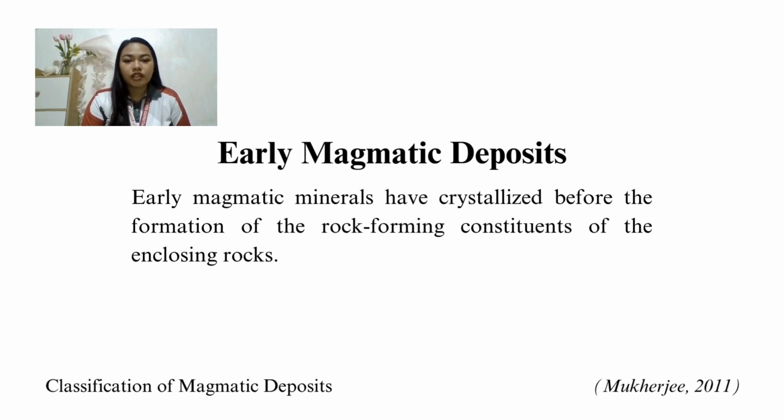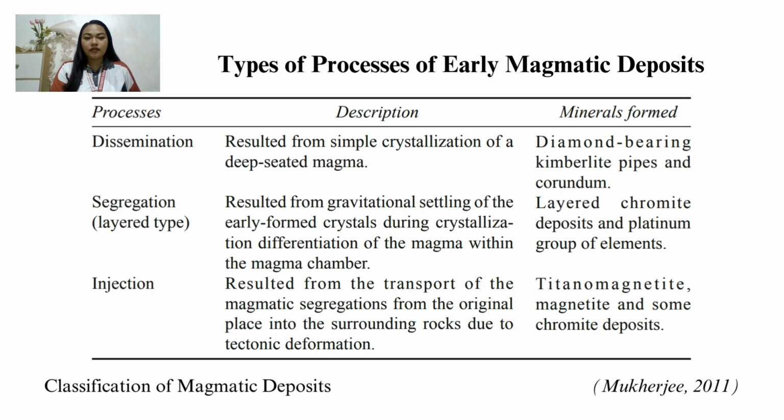These deposits originate from molten rocks that cool and solidify, often deep within the Earth's crust. The early crystallization of certain minerals allowed the enrichment of economically valuable elements such as chromium, nickel, platinum, and magnetite within igneous intrusions. The processes of early magmatic deposits outline three main processes: dissemination, segregation, and injection.